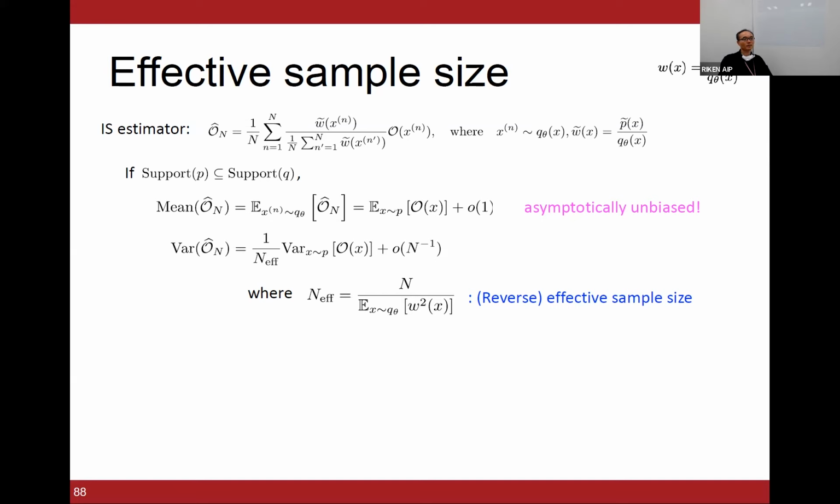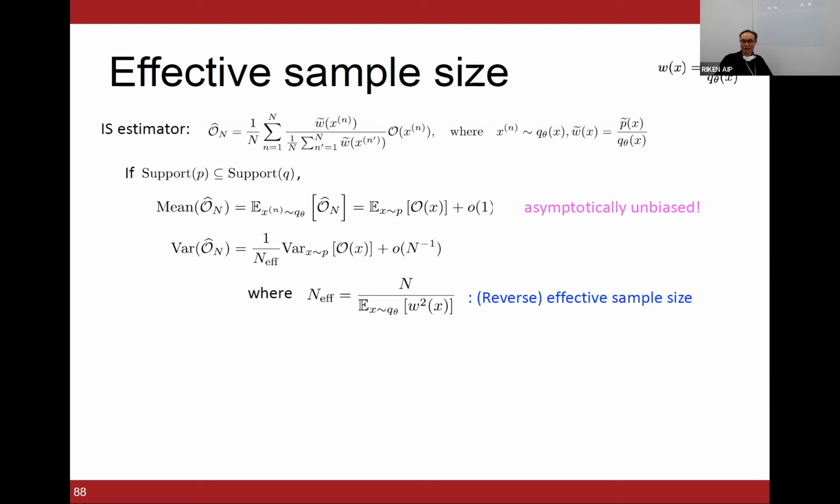And this means that we can use the whole sample as IID sample from the data distribution, and as in the typical case in statistics, the variance is inversely proportional to this value. And when P and Q don't match, N decreases. And this somehow expresses the efficiency of importance sampling. And this efficiency is represented by effective sample size, this N eff.